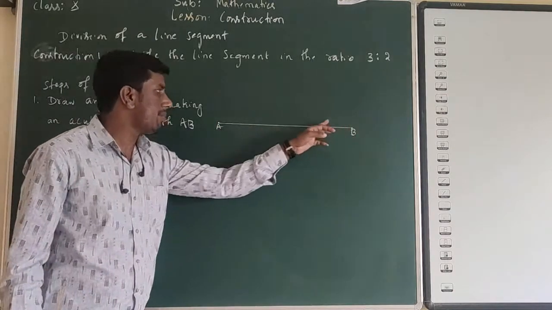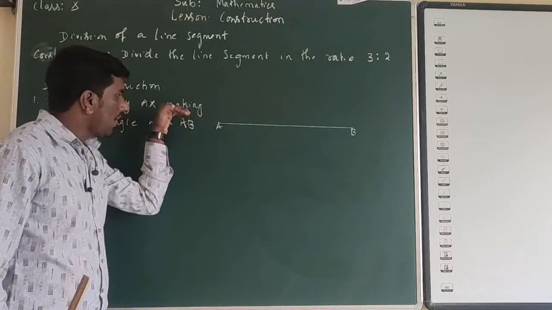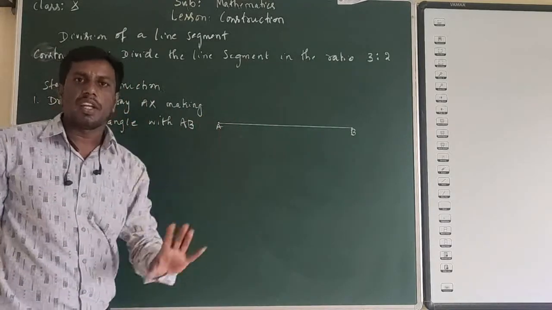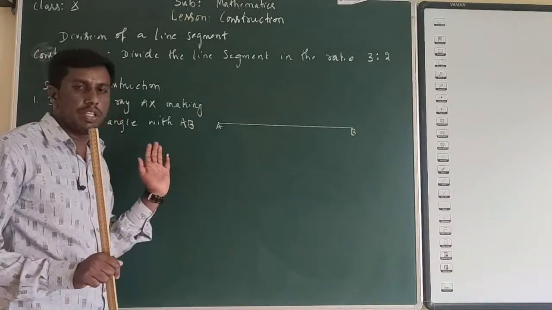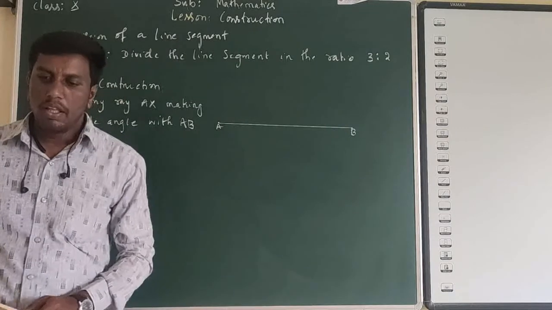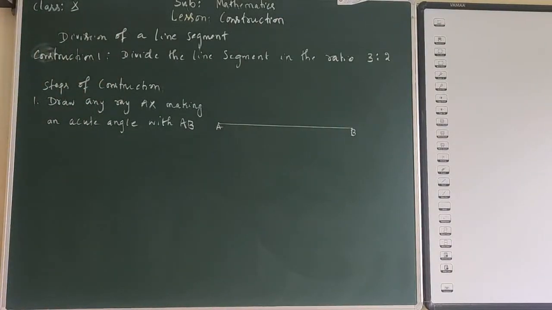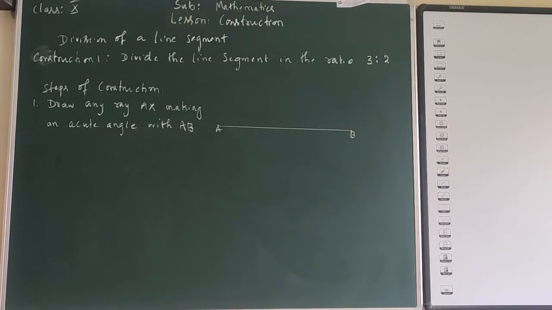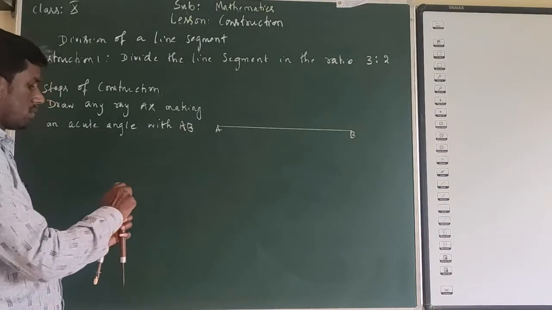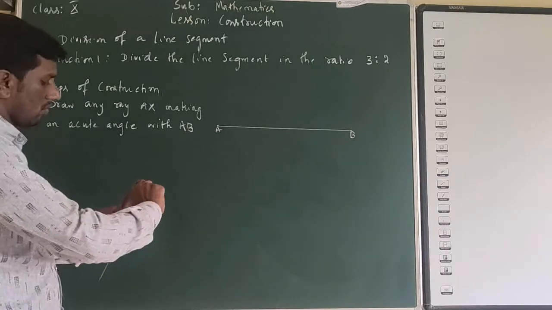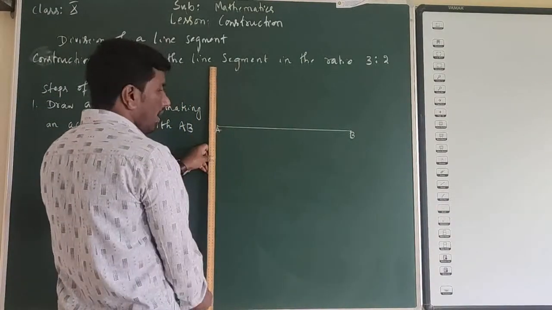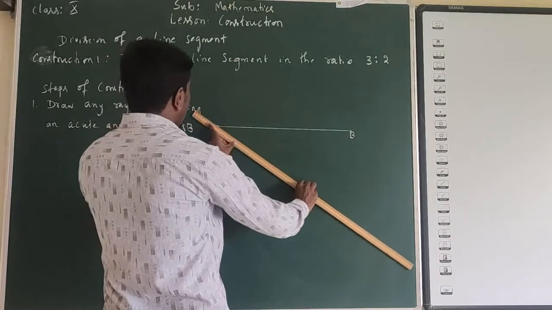So this is line segment AB. With this AB, we should draw one more line making an acute angle, that means less than 90 degrees, more than 0 degrees and less than 90 degrees. Let us make AX. We have to use the compass to do that. We know that exactly perpendicular will be 90 degrees. For an acute angle you should take less than 90 degrees, more than 0.